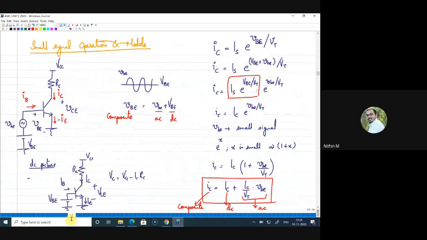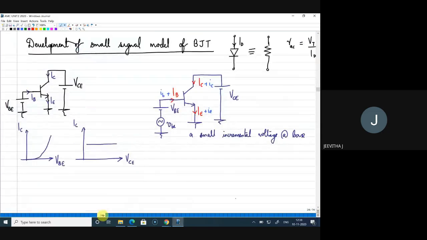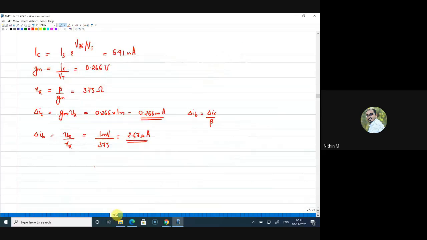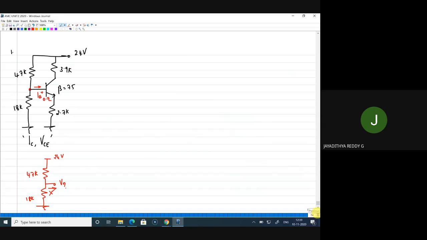Okay, let me check with Jeevita. Jeevita? Yes, sir. So again, we can find the Thevenin voltage. Yes, very good. So we have to evaluate that. Whenever you have this kind of circuit in MOSFET, Jayaditya, what you are telling is true because in a MOSFET there is no gate current. Since there is a base current, I have to convert this into its Thevenin equivalent. So we have to find VTH and RTH. I hope you understand that. Jeevita, go ahead.